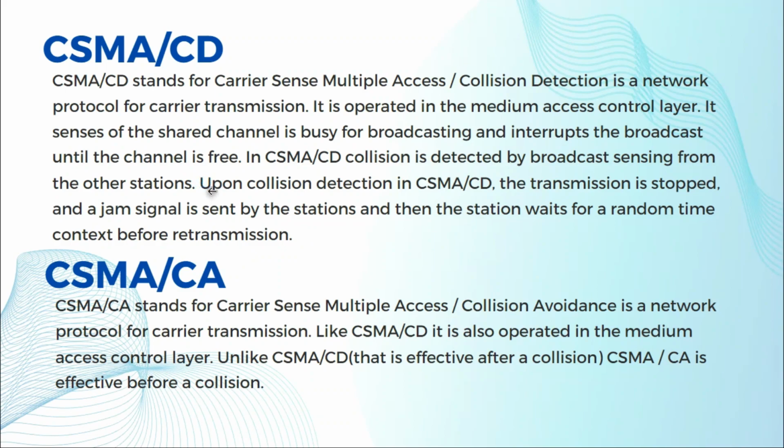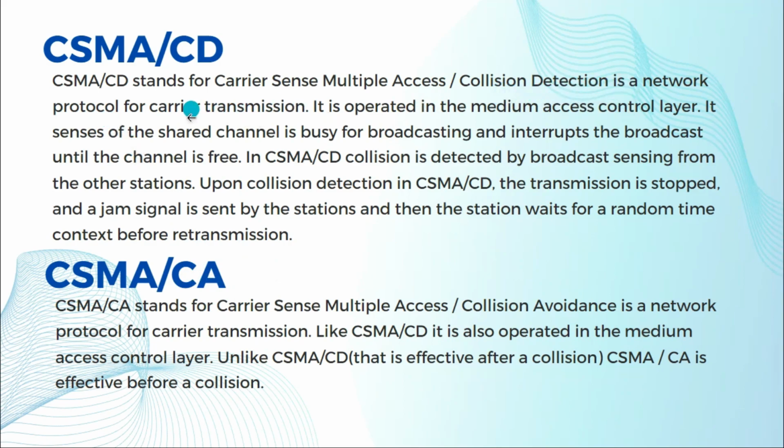CSMA/CD stands for carrier sense multiple access with collision detection, and CA means collision avoidance. The words are very similar, so clear each function and method in your mind. Collision detection means detecting collisions during the transmission, and collision avoidance means avoiding collisions. Now move on to the next.